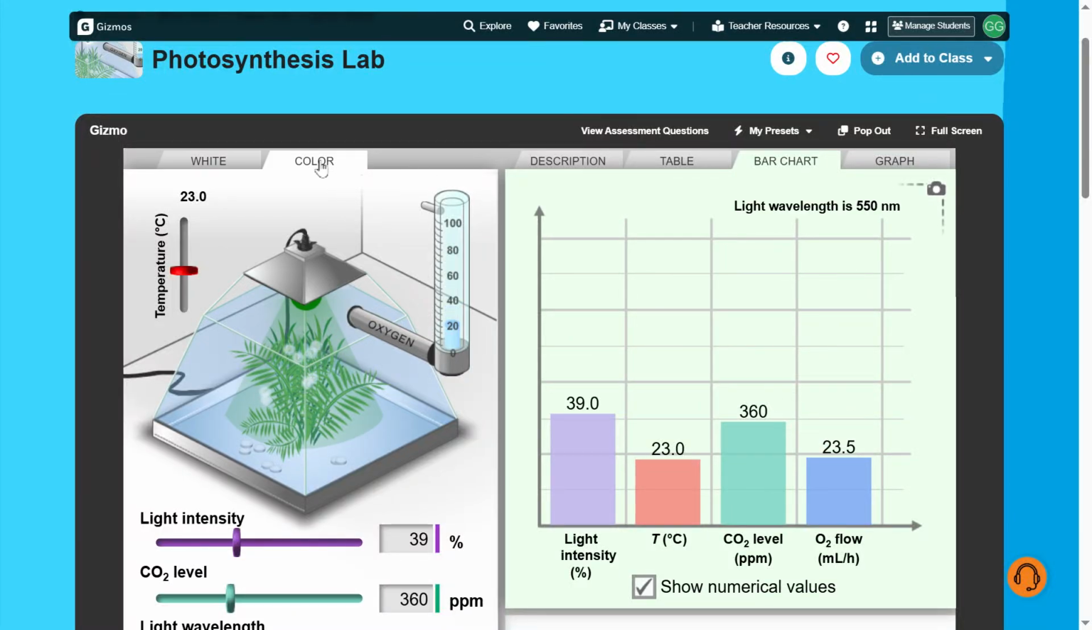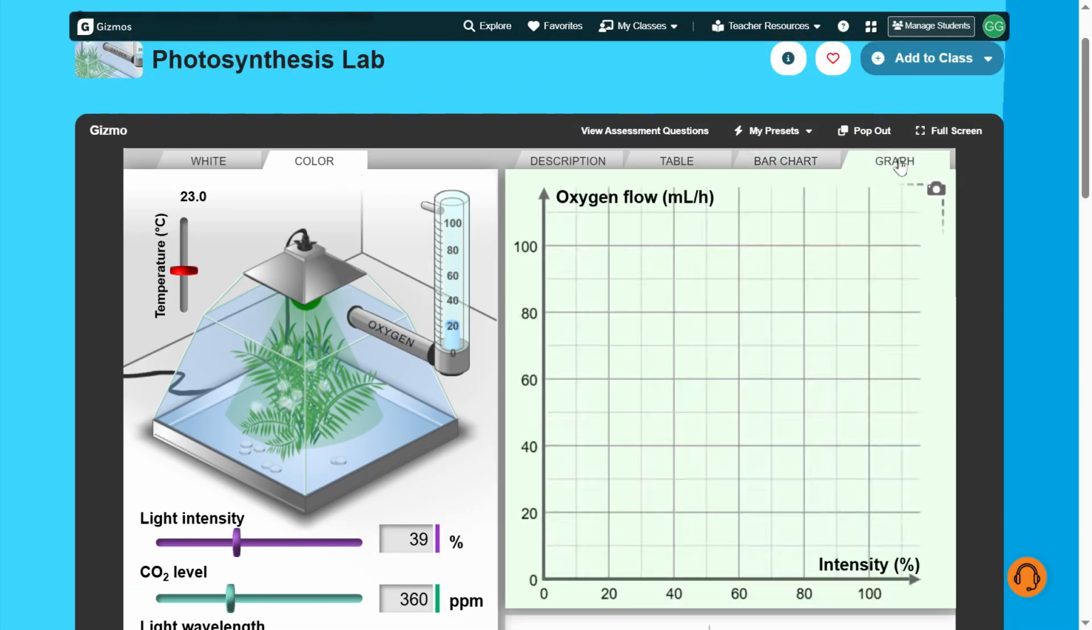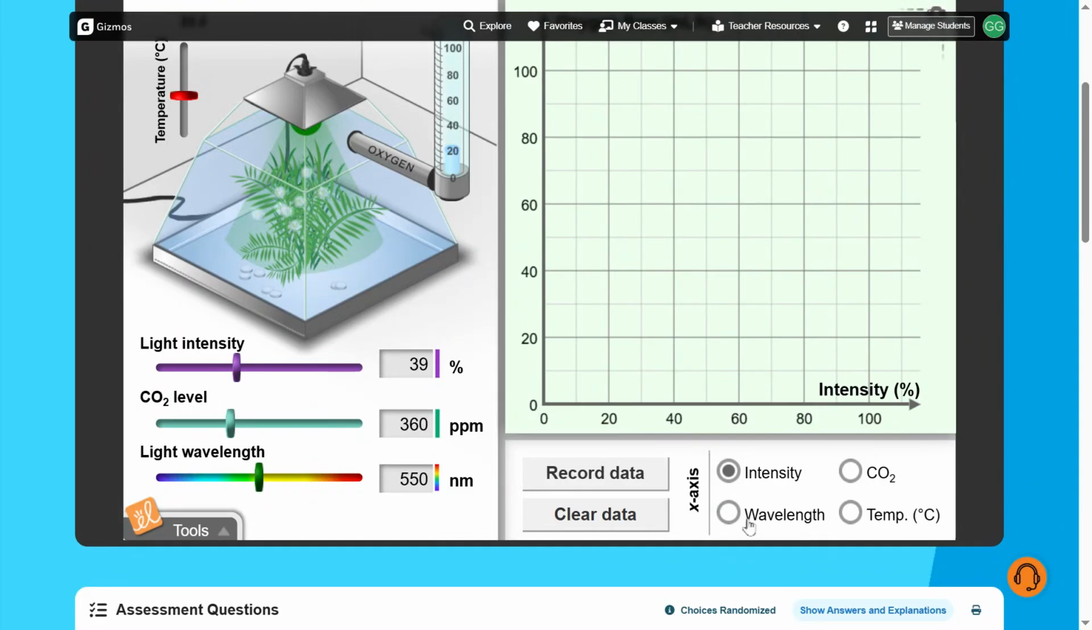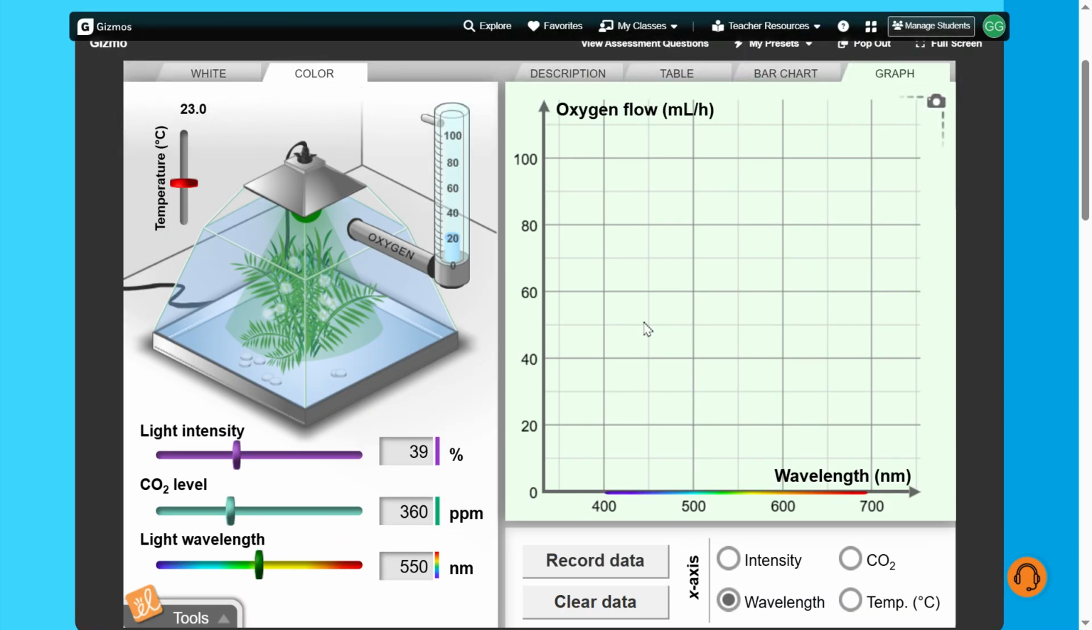Another series of experiments we can perform is that we change to the color tab now so that we can also change the color of the light available. And we look at the graph. Make sure that the x-axis, or manipulated variable, is set to wavelength, and the recording, the oxygen flow, is our responding variable. We can keep these constant and change the wavelength.